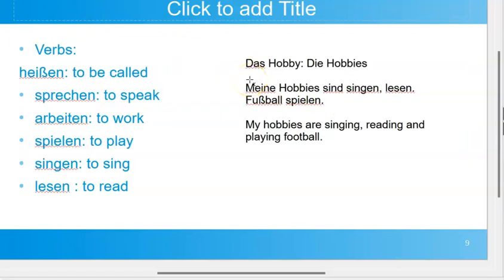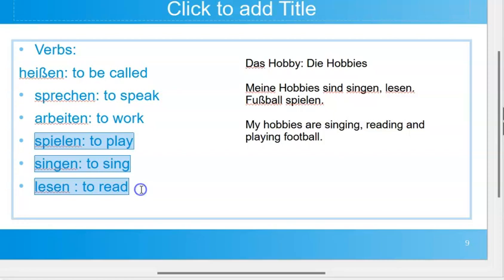So, we have learned a couple of verbs. Heißen, which means to be called. Sprechen, which means to speak. Arbeiten, which means to work. Spielen, to play. Singen, to sing. These are new, which I have introduced here. Spielen means to play. Singen means to sing. And lesen means to read. So, if we include these three more words in our list, spielen, singen und lesen. Spielen is pronounced as sh, spielen, and singen is singen with a little z, and lesen.